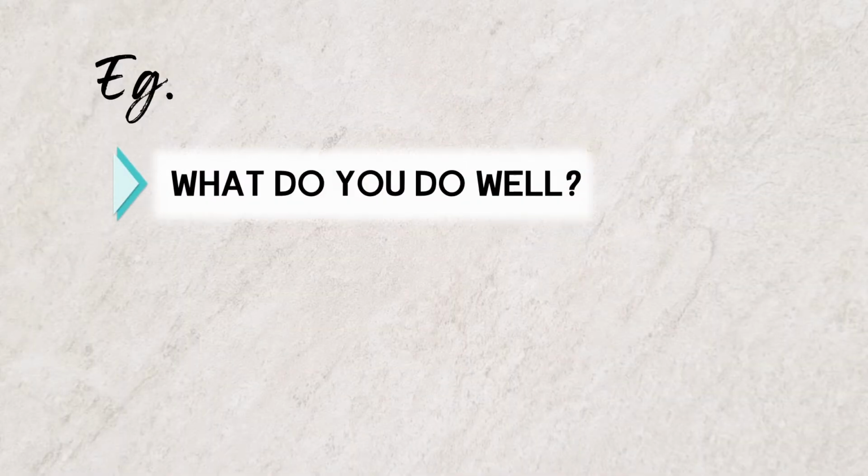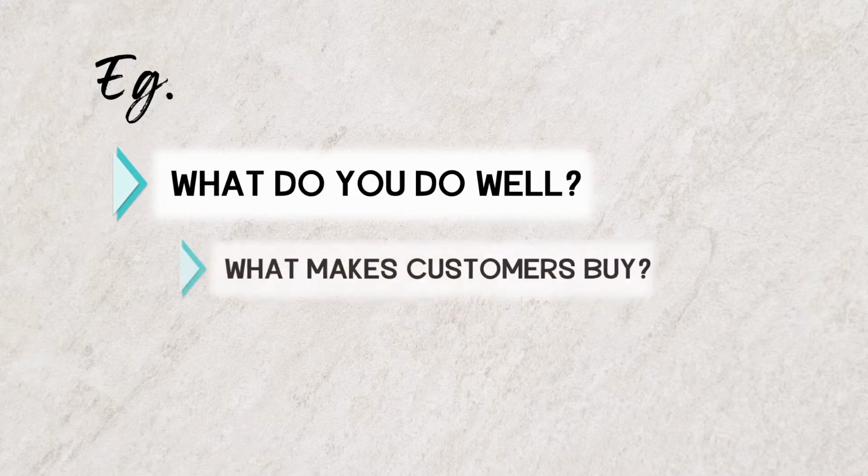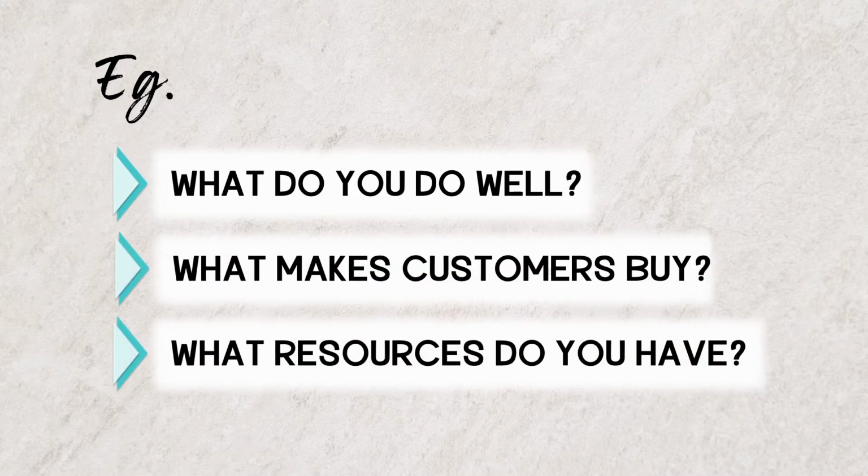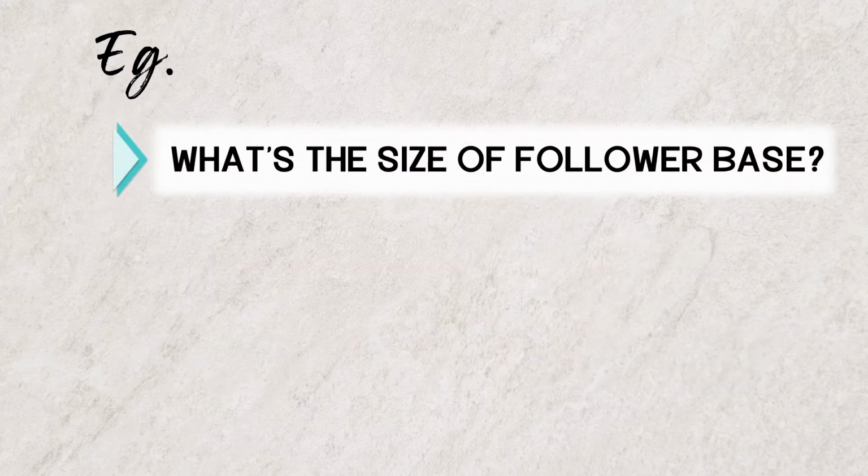What we want to put in the strengths quadrant of the matrix are answers to questions such as: what do you do well? What do you do better than competitors? Again, keeping in mind your business goals. What makes customers prefer to buy from you? What resources do you have access to that competitors don't? What is the size and engagement level of your follower base or of your email list?